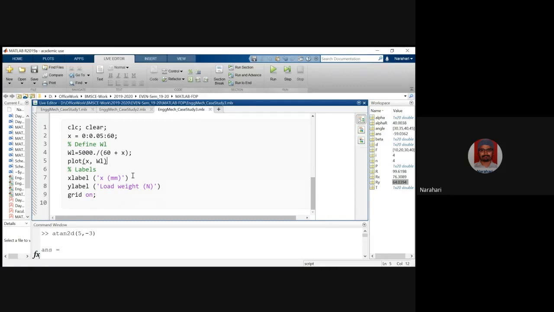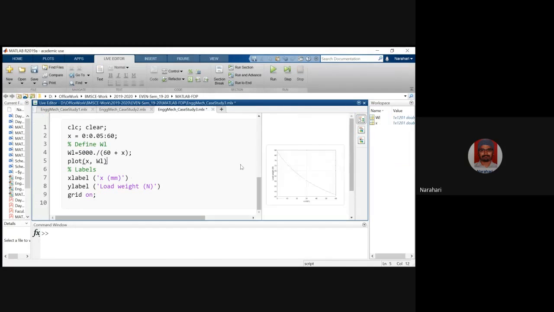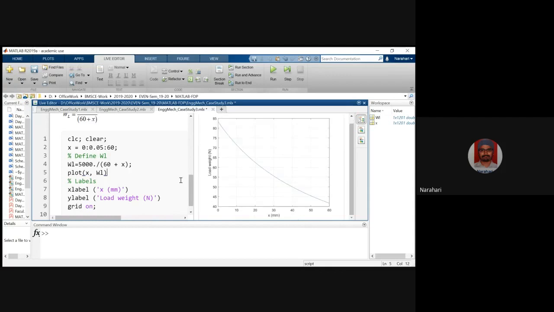Now you can simply run this particular thing. I'll press F5. Yeah, the plot is already there with us. See, very simple.